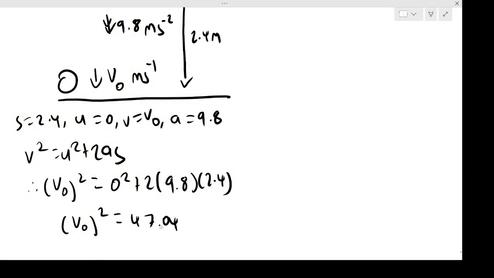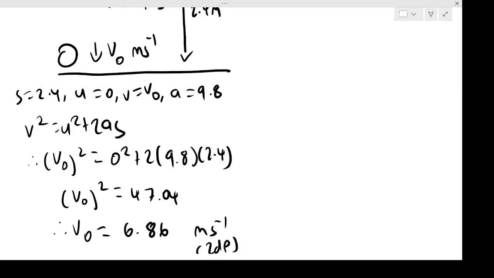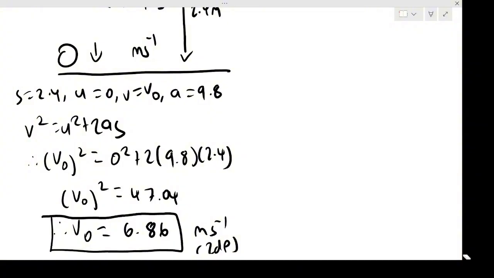47.04. And so if I root that, I get V0 to be 6.86. Okay, and there we are. So I can add that on. Okay, cool.